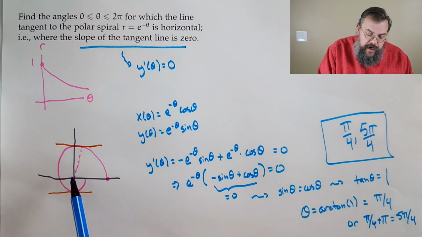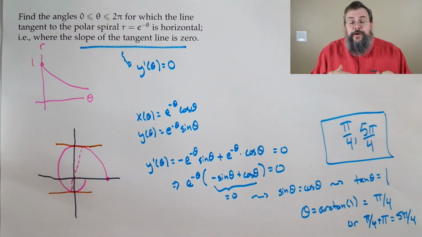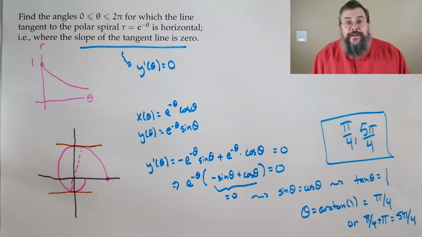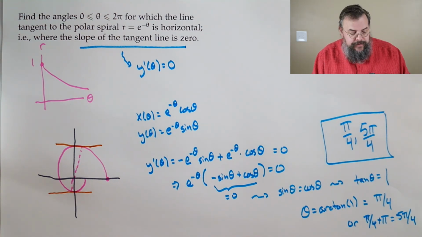Our picture now probably is not very accurate, right? Because it doesn't look like an angle of pi over 4. Well, it's hard to get the picture right. But qualitatively, the picture is right. And so we have the right ideas.